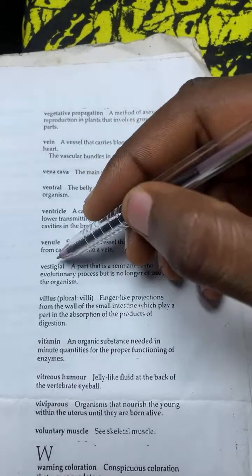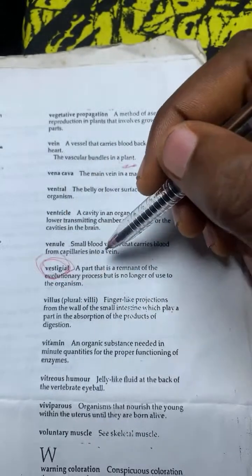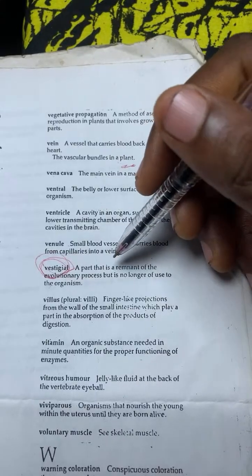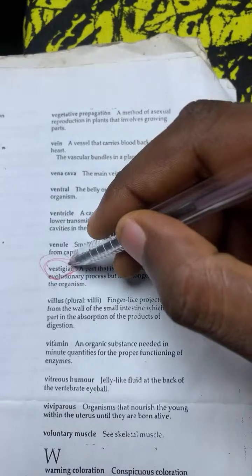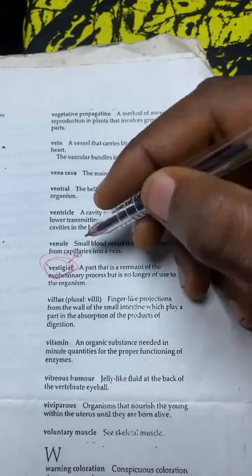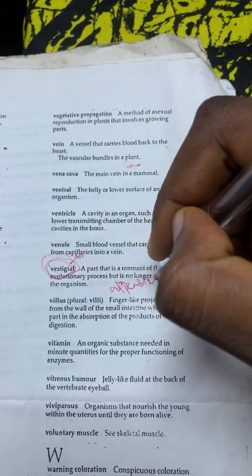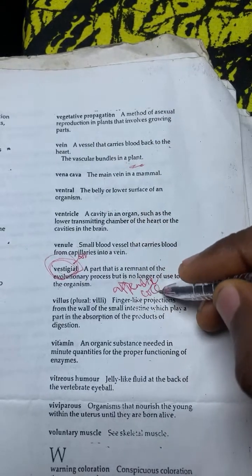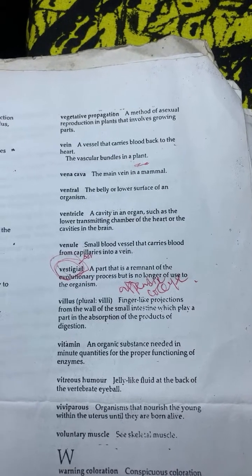We have vestigial. I usually say we have vestigial organ. It's a part that's a remnant of the evolutionary process, but it's no longer of use to the organism. So we call them vestigial organ. So examples of vestigial organ are your appendix. Appendix are vestigial organ. Coccyx are your what? Are your vestigial organ. Gap teeth are vestigial organ.